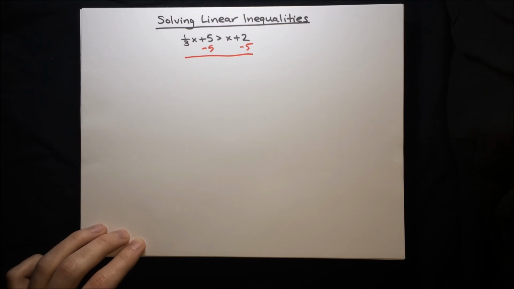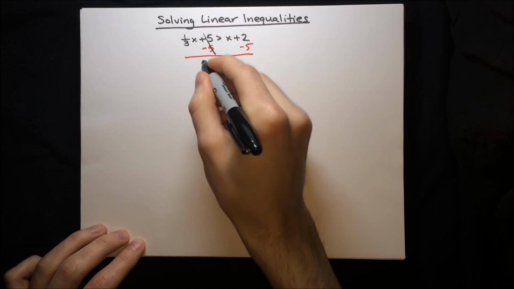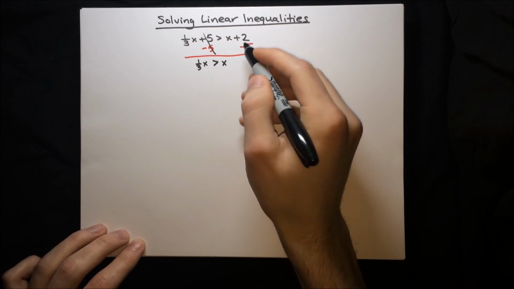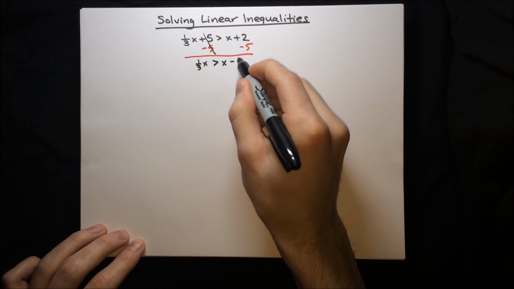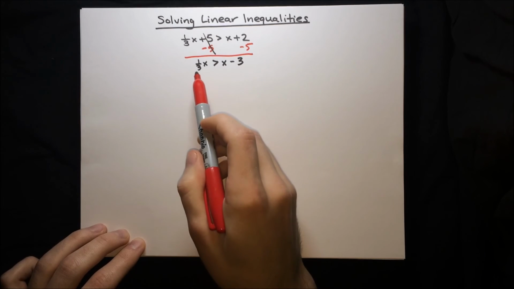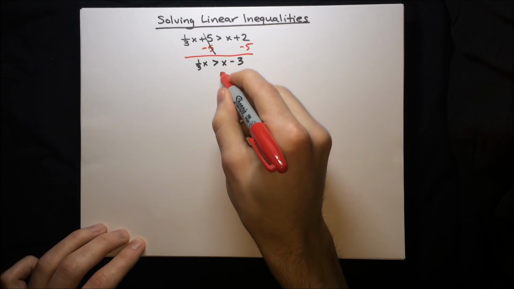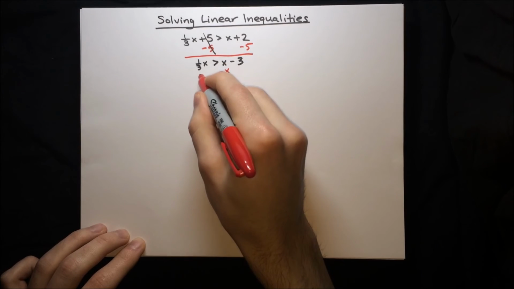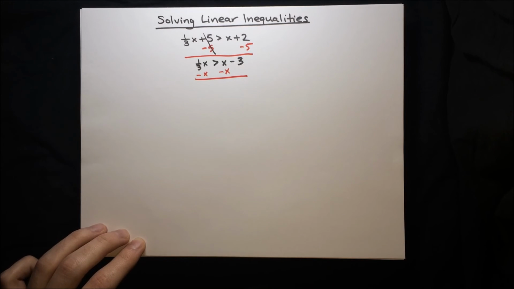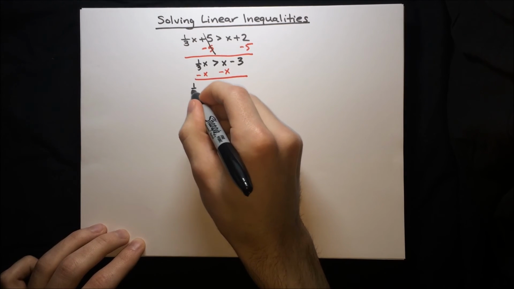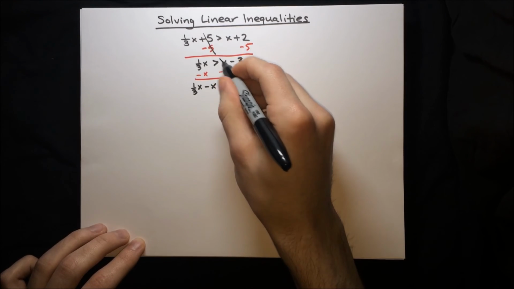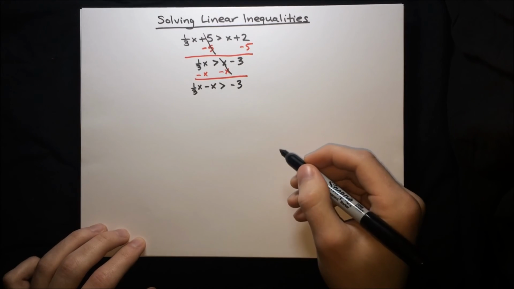And we do that, and this cancels here, so we've just got 1/3 x is greater than x, and then 2 minus 5 is negative 3. Okay, now let's get x on the left-hand side of the equation. So let's subtract x from both sides to cancel off that x on the right-hand side. And then we'll just keep this as 1/3 x minus x, and we'll simplify it in the next step. So that is greater than negative 3 on the right-hand side.